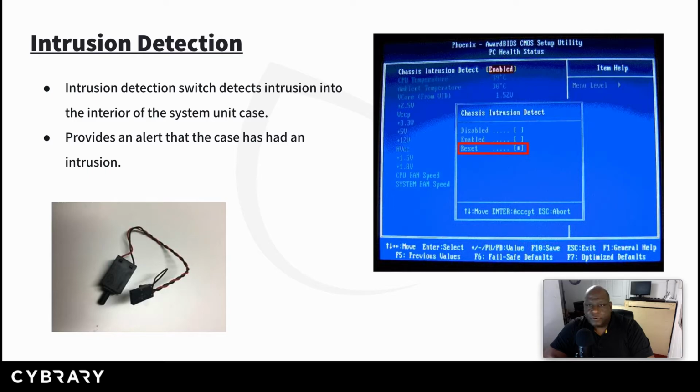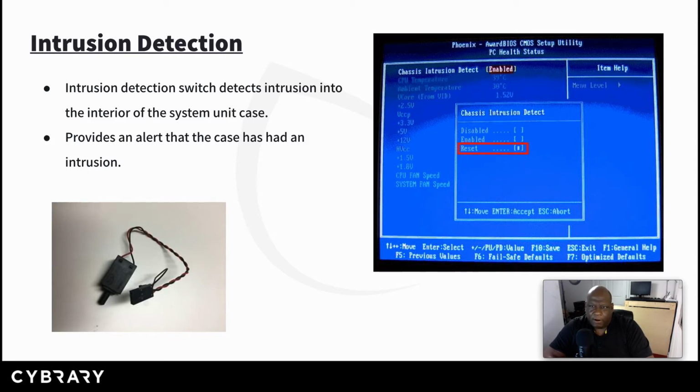Let's move on to intrusion detection. Since the early onset of PCs, there's always been a form of intrusion detection on the case. The reason this is important is you want to know if someone is tampering with your system, if someone has gone into the case and may have caused damage maliciously, or for whatever reason that case has been opened.